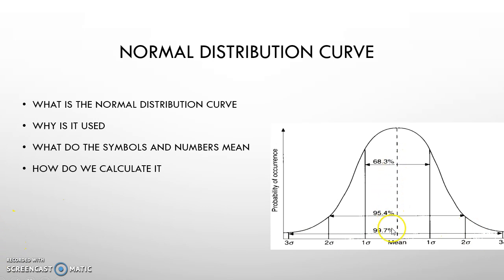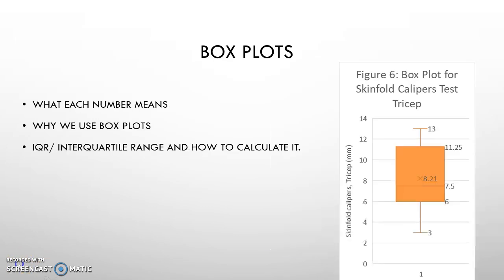Also, what I want to mention is if it's on the right hand side of the mean, further this way, then this is plus 1 standard deviation, plus 2 standard deviations, plus 3 standard deviations, whereas this is minus 1 standard deviation from the mean, minus 2 standard deviations from the mean, minus 3 standard deviations from the mean. Now it's box plots.